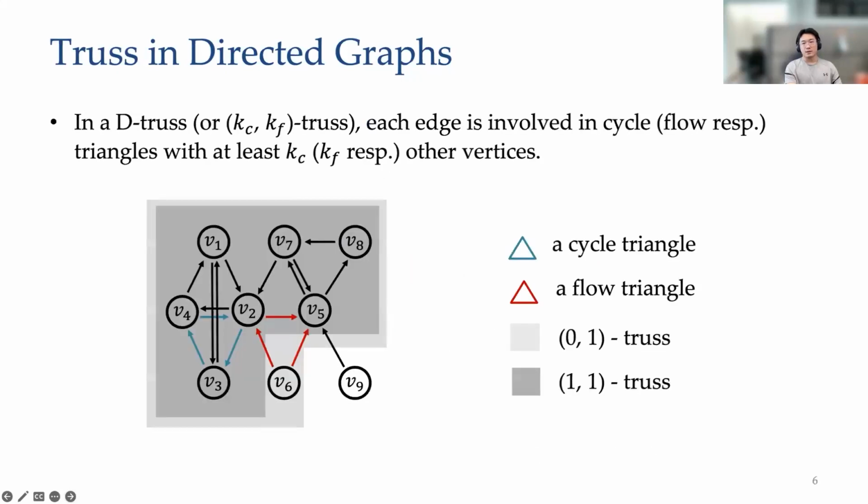For capturing asymmetric relationships between entities in directed graphs, the D-truss is proposed as a cohesive subgraph structure, which is defined based on two types of triangles in directed graphs. In a D-truss, or KC-KF truss, each edge is involved in cycle or flow triangles with at least KC or KF other vertices. Applying the K-truss in directed graphs by ignoring the directions of edges cannot distinguish these different triangle participations of each edge. The D-truss shows advantages in community search over directed graphs compared with the K-truss.